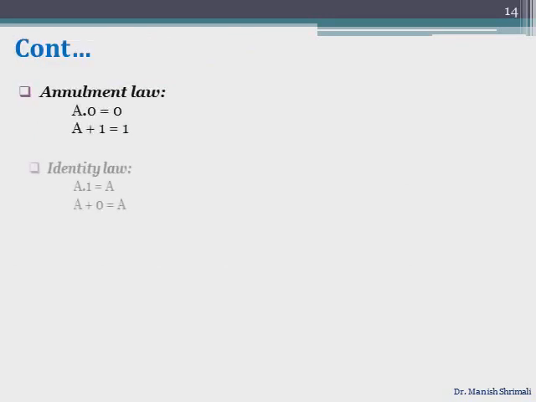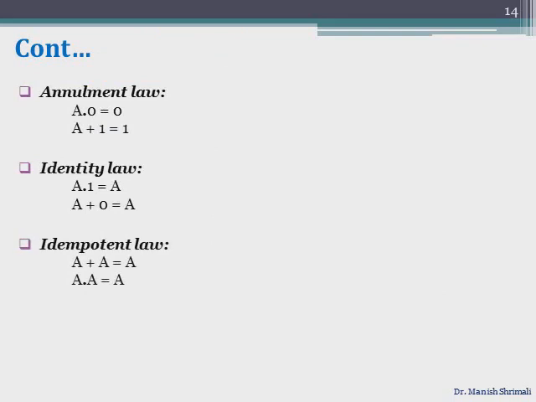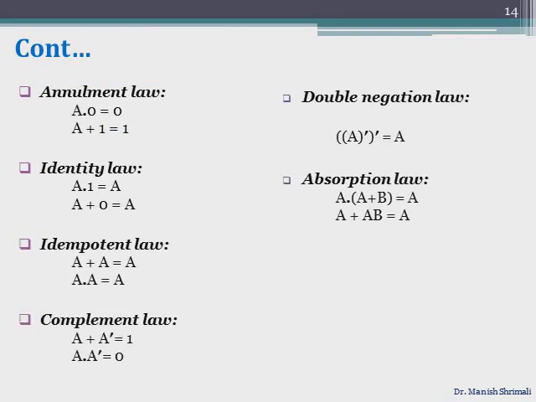Now we have the annulment law, the identity law, the idempotent law, then the complement law, double negation, and the absorption law. The annulment law says that if you multiply a with 0, it will give 0, and when we perform a plus 1, it will give 1. This can be proven also. We know that the possible values of a are either 0 or 1. If I take a equal to 0, then 0 into 0 gives 0. If I take a equal to 1, it gives 1 into 0, which is again 0.